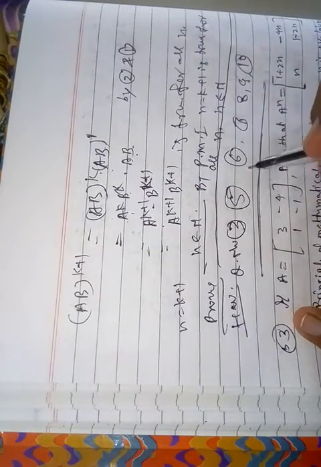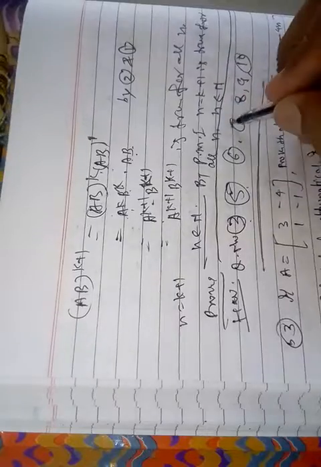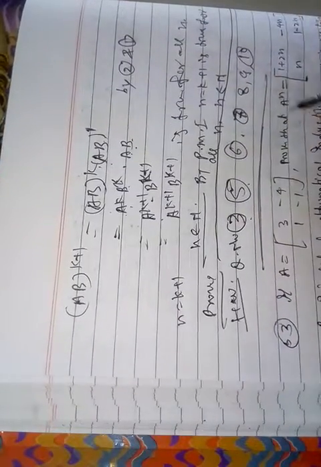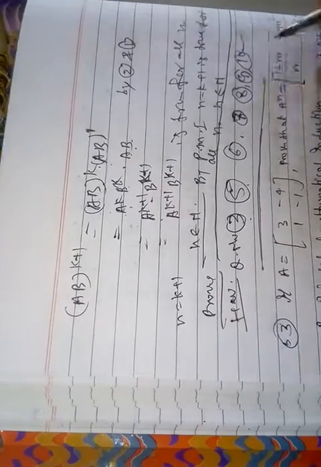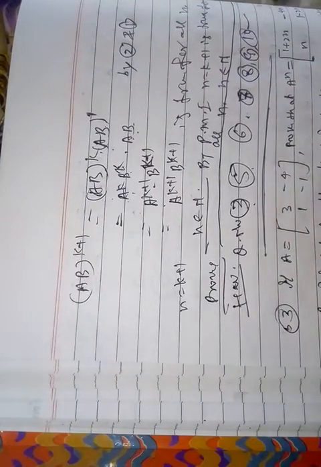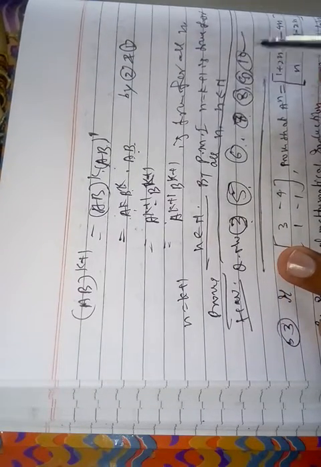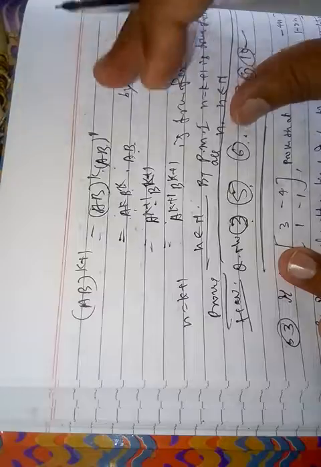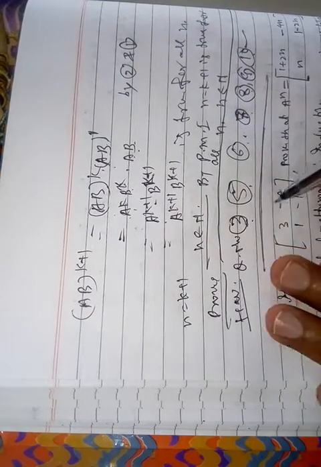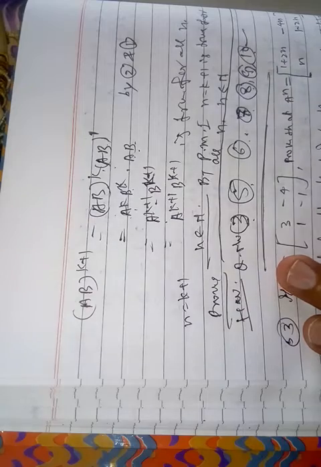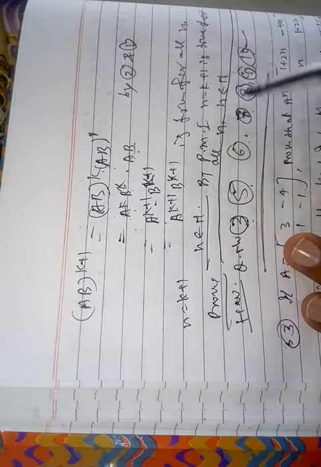Clear? And homework: question numbers 3, 5, 6, 7, 8, 9 and 10 in the miscellaneous exercise. You can solve miscellaneous exercise 3, 5, 6, 7, 8, 9 and 10. The tough questions are already solved in this miscellaneous exercise, and simple questions you can solve in exercises 3.1, 3.2, 3.3. This type of question always comes.